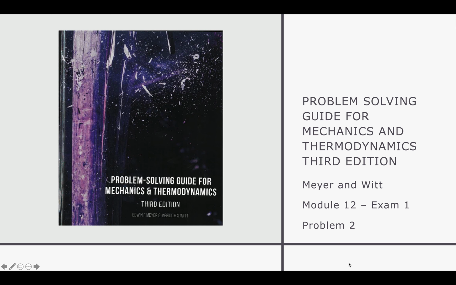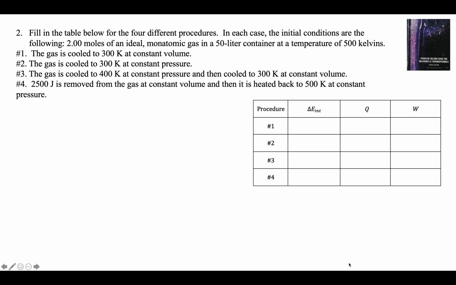This is a delightful, quiet stroll through Problem 2 of Practice Exam 1 in Module 12 from the book Problem Solving Guide for Mechanics and Thermodynamics. We have 4 different procedures here. We have to get the change in internal energy, the thermal energy delivered to or from the gas, and the work done by the gas.